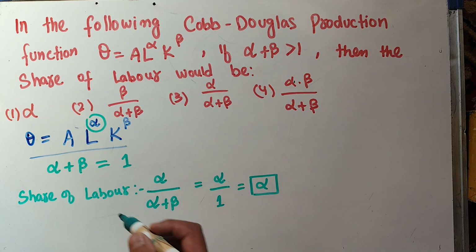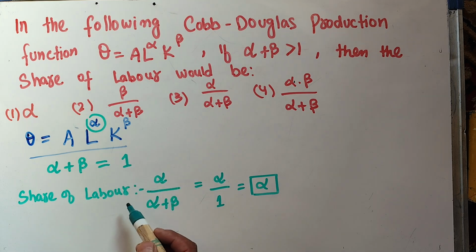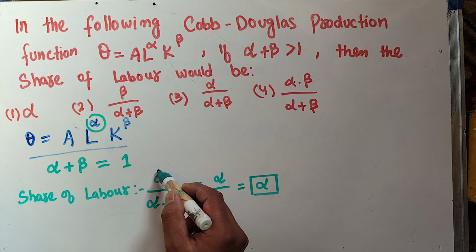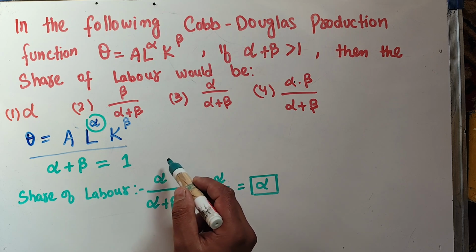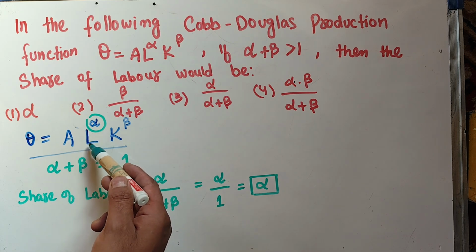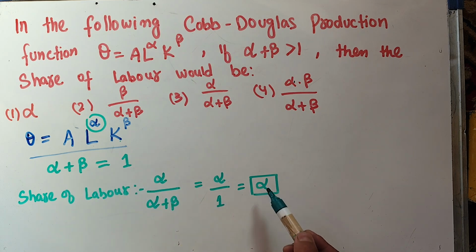Okay, when the sum of alpha and beta is equal to 1, then the share of labor in the total output will be equal to the share of the input factor, that is labor, divided by the total share of the inputs, that is the share of labor and capital, that is alpha plus beta. Since alpha plus beta is equal to 1, the share of the labor would have been alpha.